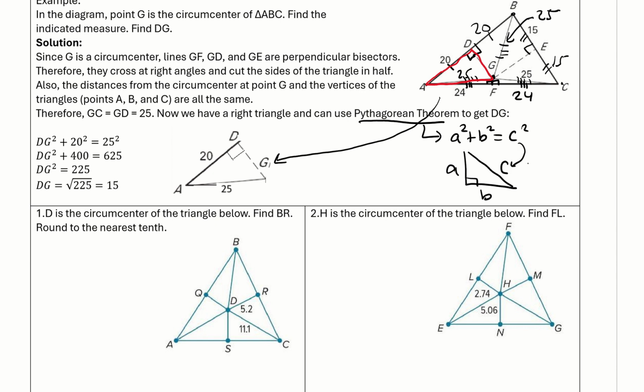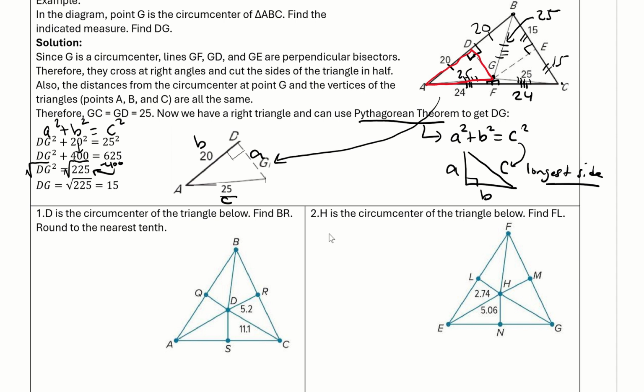longest side. Okay, so in this case, this is the longest side, so we got a squared plus b squared equals c squared, okay? So this will be like my a, b, c. Okay, so we got DG squared plus 20 squared equals 25 squared. 20 times 20 is 400, and then subtract 400 on both sides to get 225. And then remember, we got to take the square root of both sides, right? And that's what we do in this next step to get 15.